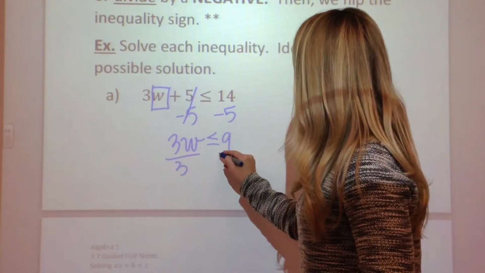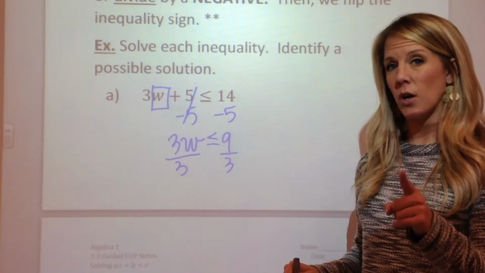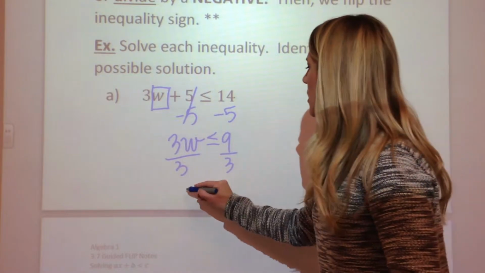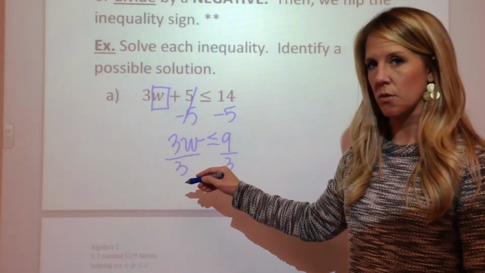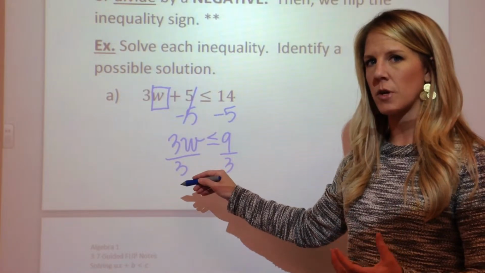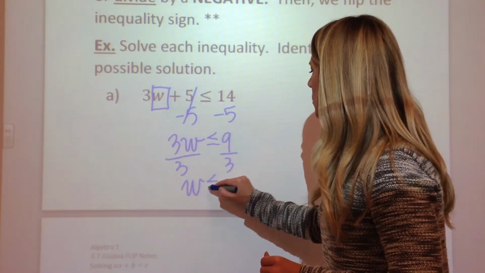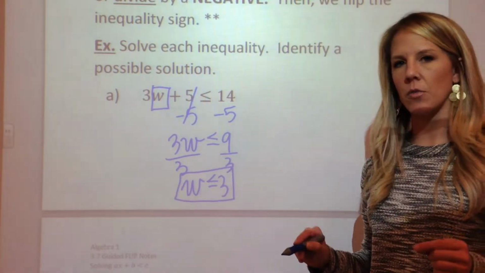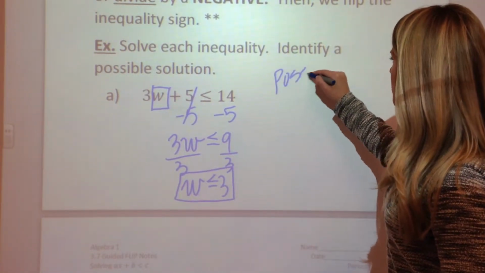Final thing, divide by 3, because we know 3 divided by 3 is 1, and we want a 1 because we know 1 times w is still just w. Realize dividing by 3 is the same thing as multiplying by 1/3, which is the reciprocal of 3, so any number multiplied by its reciprocal is always 1. So w is less than or equal to 3. So my solution set consists of any number that is 3 or less. So possible solutions.